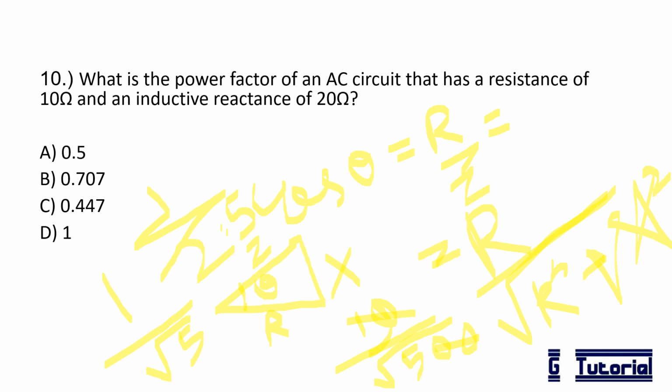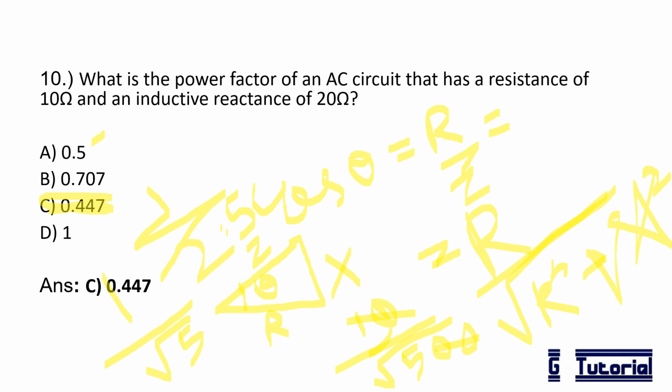Let us take it is slightly more than 2. 1 by 2 is 0.5, so 1 by a value more than 2 will be just less than 0.5, so this will be the answer. 0.447 is the answer. I think you are clear with this.